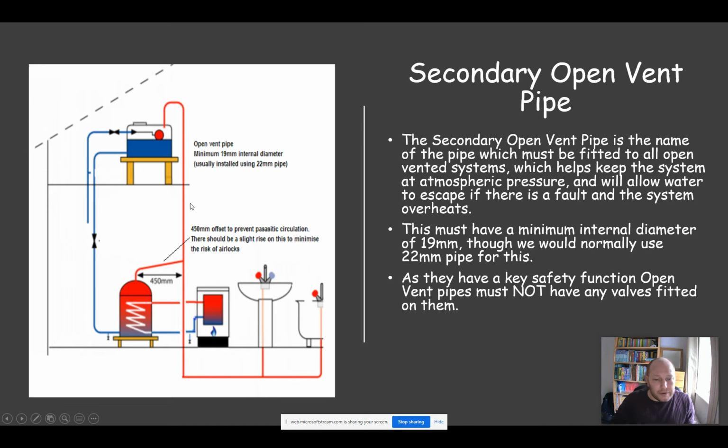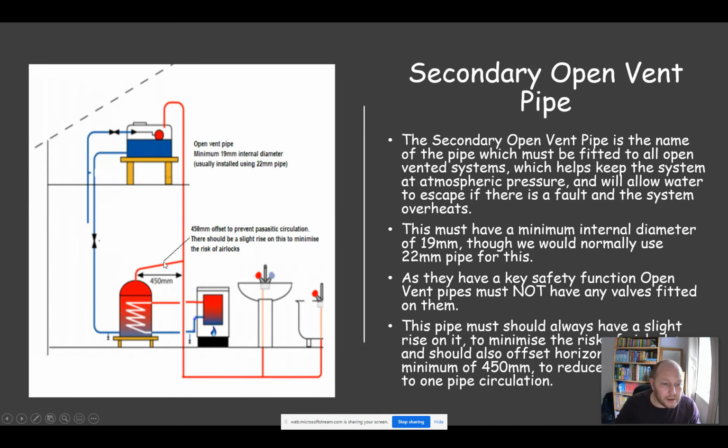It must not have any valves fitted on it, because it's a safety relief pipe, essentially. So any vent pipe, you should never ever fit any valves on any vent pipes. Okay, and where it comes off the top of the cylinder, it should run just past horizontal, with a slight rise on it, for at least 450 mil, and that is to prevent something called one pipe circulation. Also, some people call it parasitic circulation.